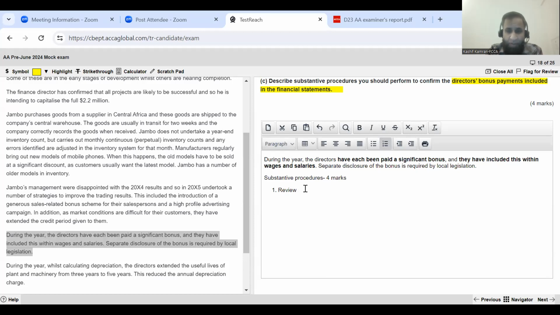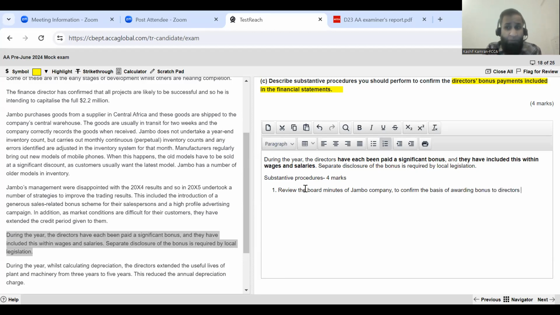Review is an action. Review the board minutes of Jambo Company, because that's the name of the company, making it more specific. Review the board minutes of Jambo Company to confirm the basis of awarding bonus to directors. What are the bases of giving them bonus? Performance, financial, non-financial. To confirm basis of awarding bonus to directors.